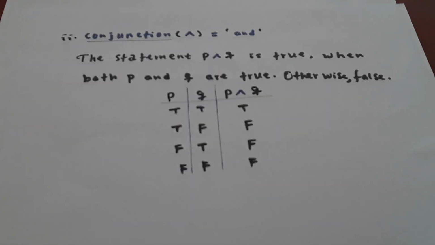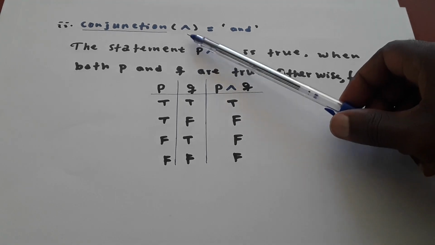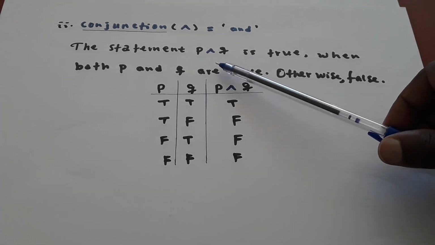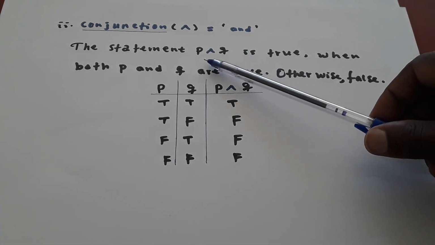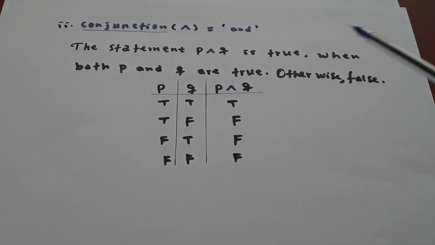When we move to the other connective, conjunction, represented with this symbol, you can read it as and. The proposition P and Q is true whenever both P and Q are simultaneously true, otherwise false. If both P and Q are simultaneously true, then the proposition combined through this connective is true, otherwise false.